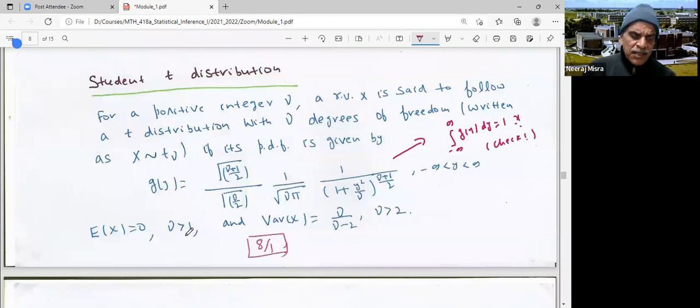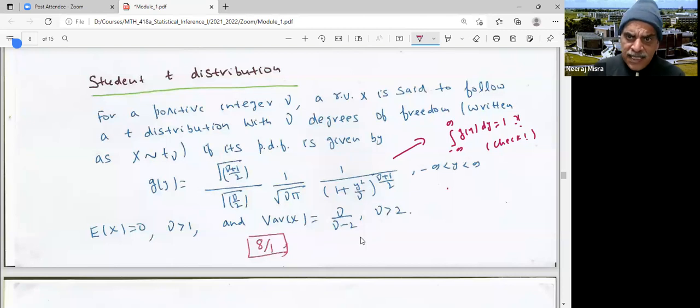Now, the mean would exist if nu is greater than 1, and the mean would be 0, because this distribution is symmetric. So if nu is greater than 1, that means degrees of freedom are greater than 1, the mean would exist and it is 0. Similarly, the second moment or the variance would exist if the degrees of freedom are greater than 2. And in this case, variance would be nu upon nu minus 2.